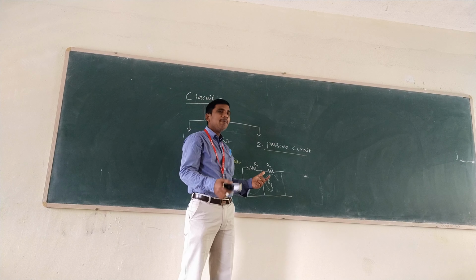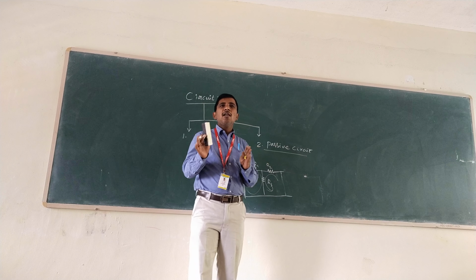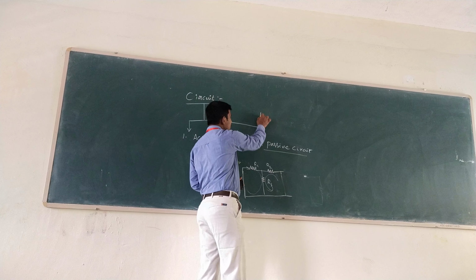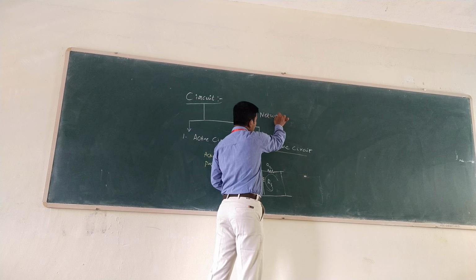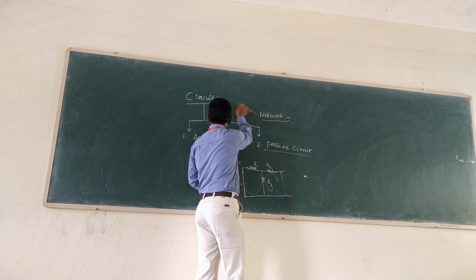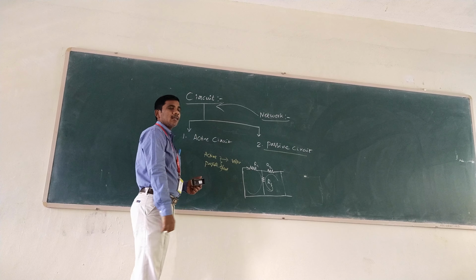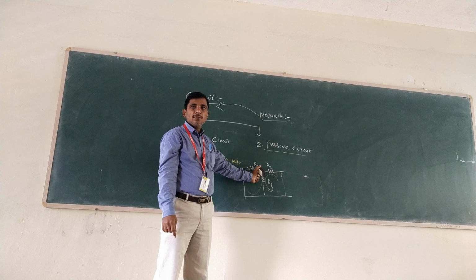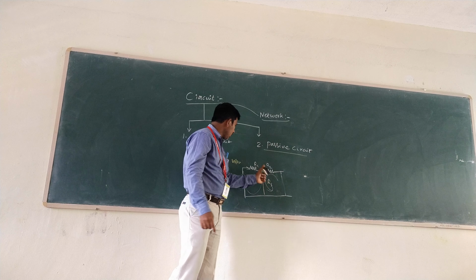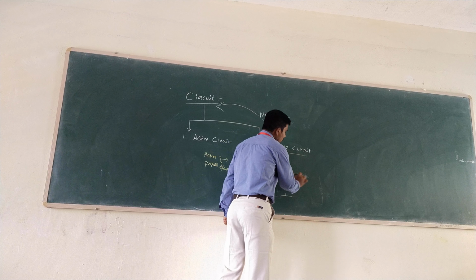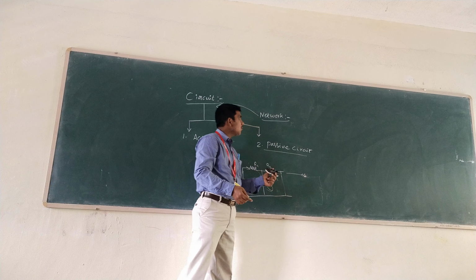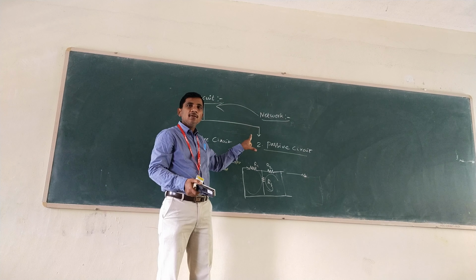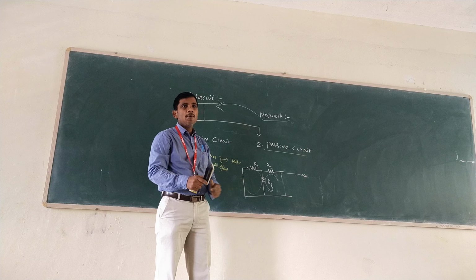Interconnection of various circuits is called a network. A network consists of so many circuits. In a network, so many circuits will be available. If you consider this one circuit, it is also connected to another circuit, a passive circuit. If you combine them together, it is called a network. A network consists of so many circuits. That we have to remember.